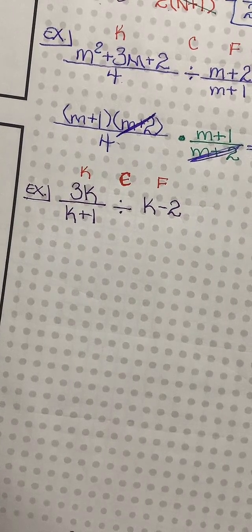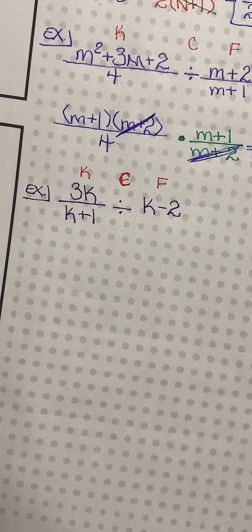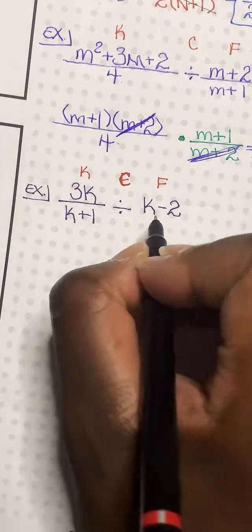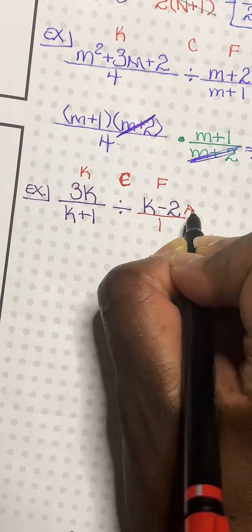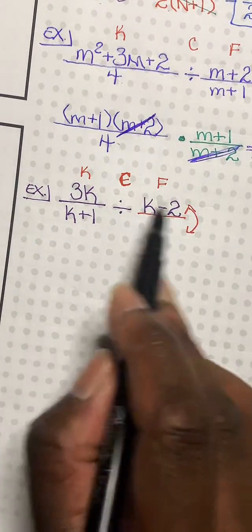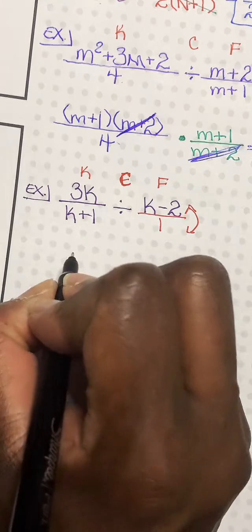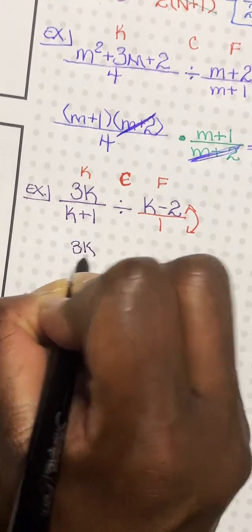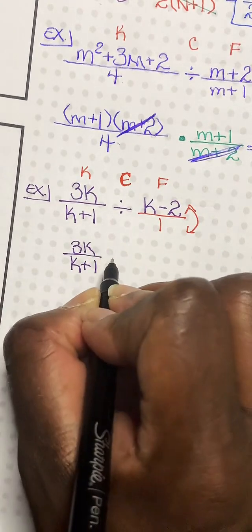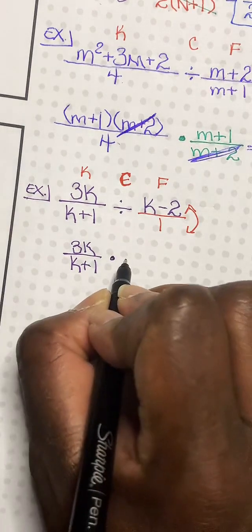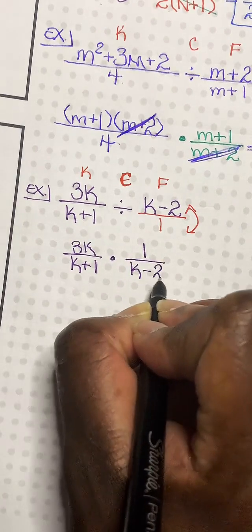Wadi problem? He said put k minus 2 over 1. Okay? Anytime you try to divide, you might want to put it over 1 so you can flip. So it's not going to be nothing on the top, it's actually going to be a 1. So when you have this, we have our 3k over k plus 1, change division to multiplication, and then when you flip it, it's going to be 1 over k minus 2.